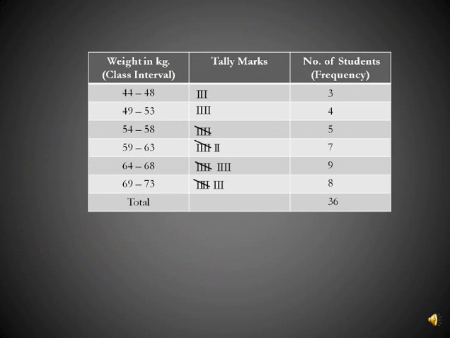Here is our required frequency distribution table. We put weight in kgs in the first column, tally marks in the second column, and number of students, or we can say frequency, in the third column. But here we took the weight in the form of class intervals: from 44 to 48 there are 3 students, from 49 to 53 there are 4 students, from 54 to 58 there are 5 students, and so on.